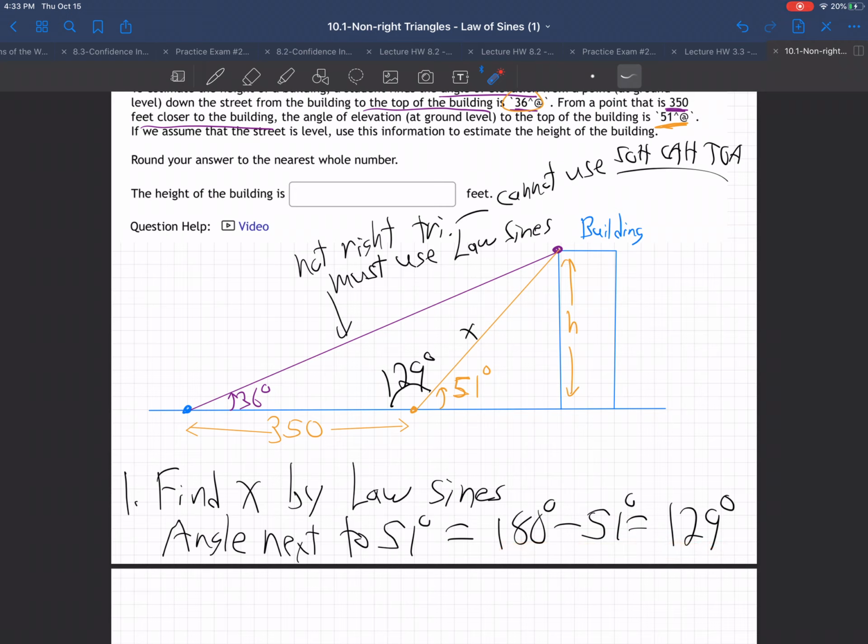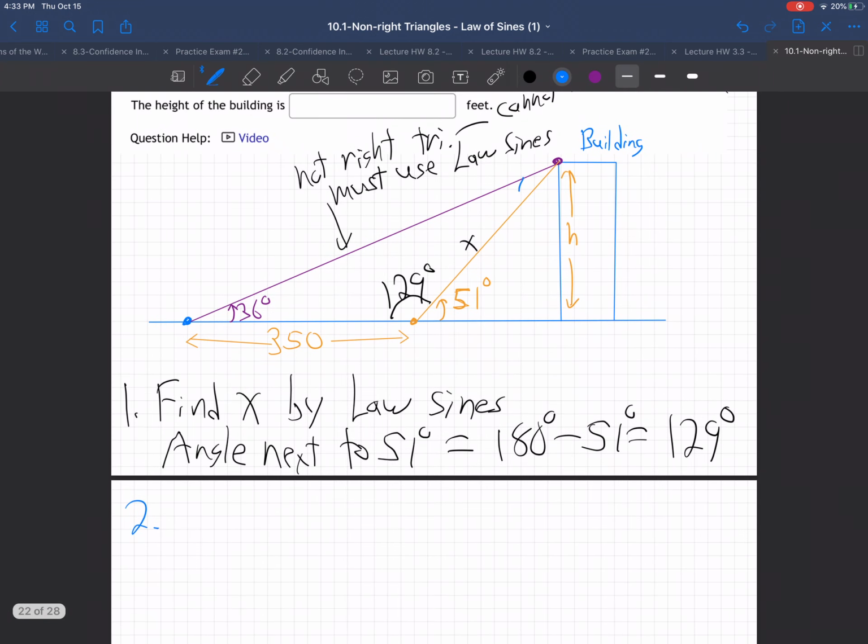Okay, great. Where does that leave us? Step 2, now we can find this top angle because the triangle has to hold 180.